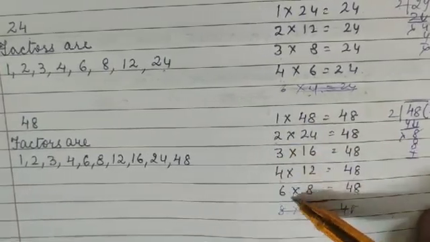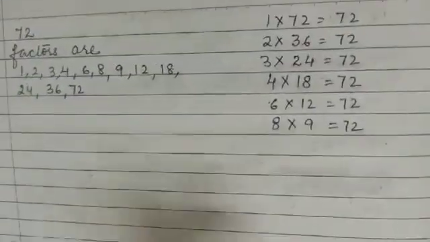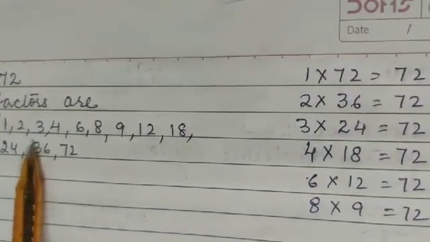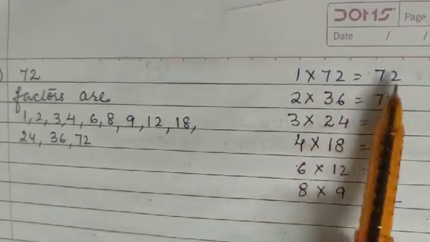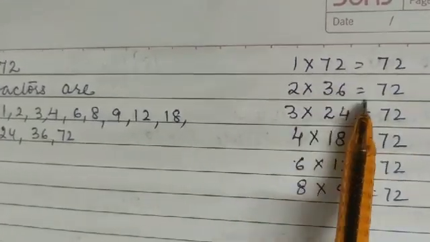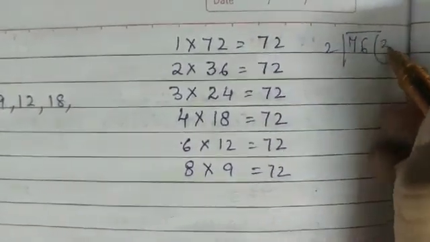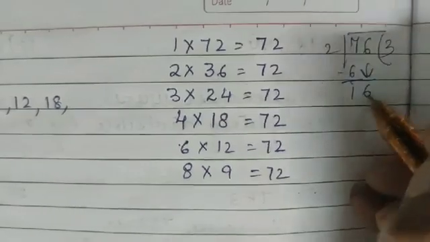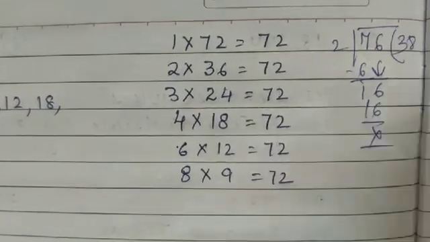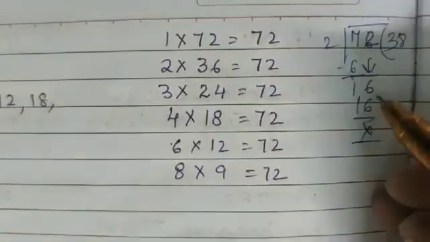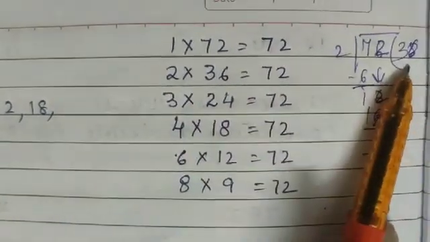We will start from here and then we will move this side. Clear? Now we'll move to the next number, 72. Factors of 72. Again 1 72s are 72. In the table of 2, check whether 72 comes or not, divide it and find out. 72 divided by 2, it is completely divisible. 2 36s are 72. So here 2 and 36.